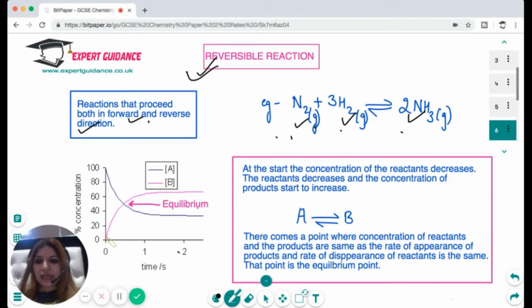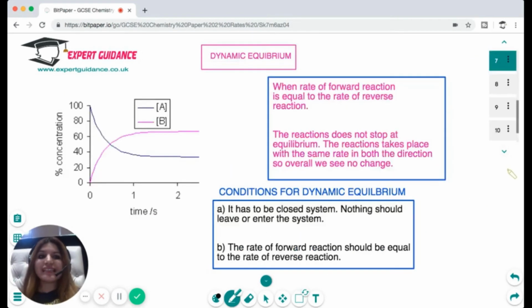You can see at the start, the reactant's concentration decreases and the product concentration increases. As the reactant is decreasing with time, the product is increasing with time. Now, at this point, can you see the concentration of both the reactants and the product is the same? Why? Because at this point, the rate of appearance of product and the rate of disappearance of reactants is the same, and this is known as equilibrium. Now remember, do not write "same" in equilibrium. Equilibrium has a proper definition, and you need to write exactly like this. Equilibrium is when the rate of forward reaction is equal to the rate of reverse reaction.